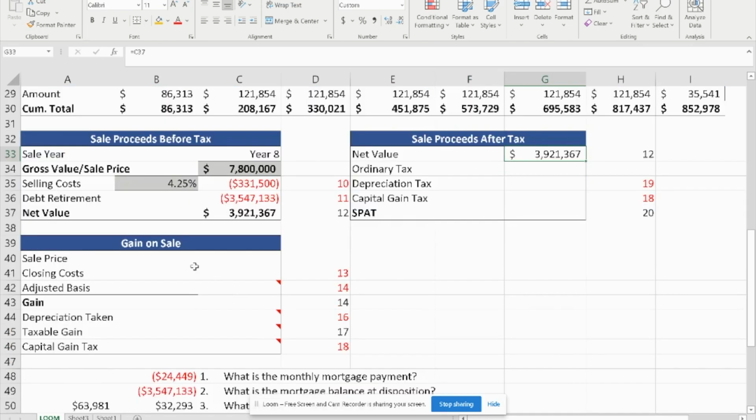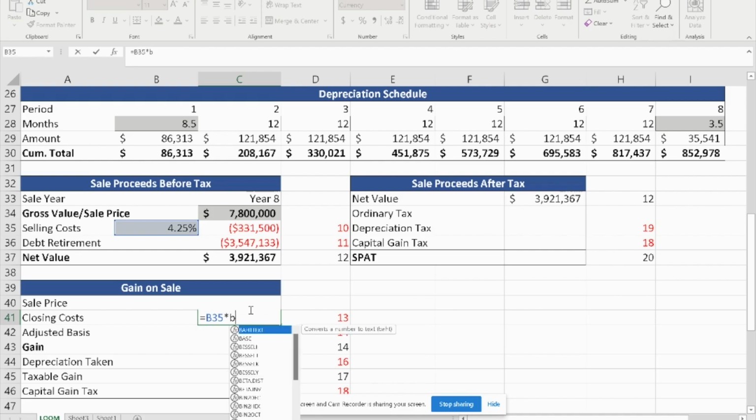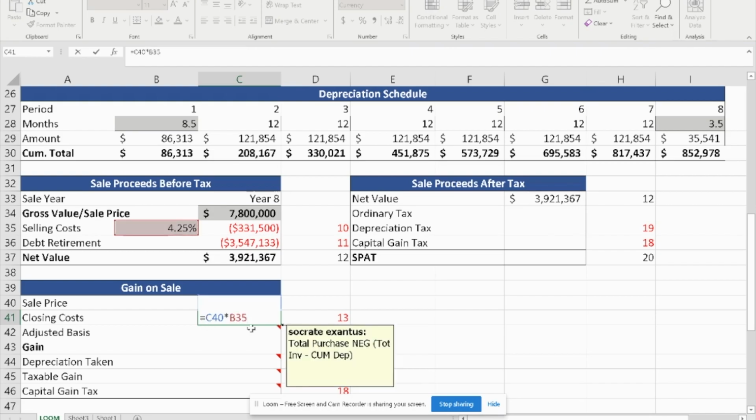You really want to calculate the gain on sale before you calculate the sales proceeds after tax. To do so, it's fairly simple if you follow along. The sales price at year 8 was already given to us. That is 7.8 million, so you bring that number down. The closing cost is 4.25% of the actual sales price, which is B34. So you should have this times the closing costs, but you want to make that a negative number since it is an expense. You should have $331,000 for closing costs.